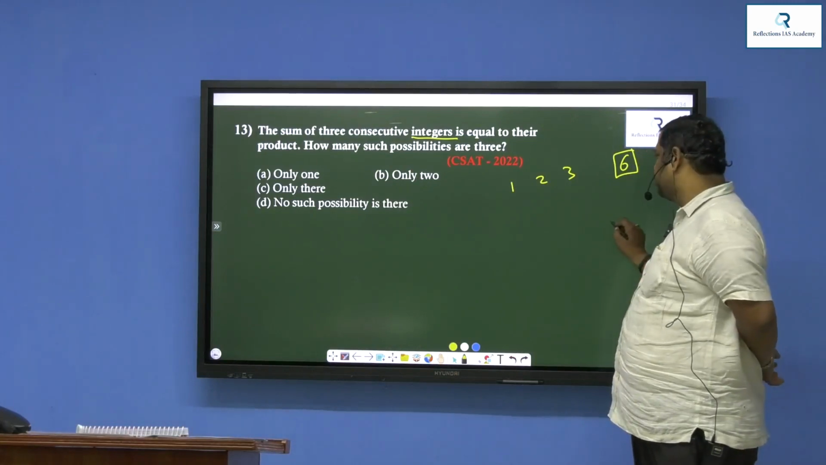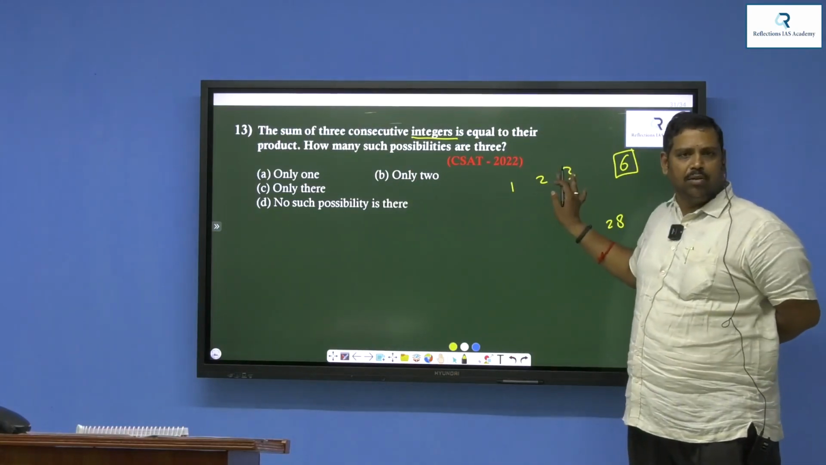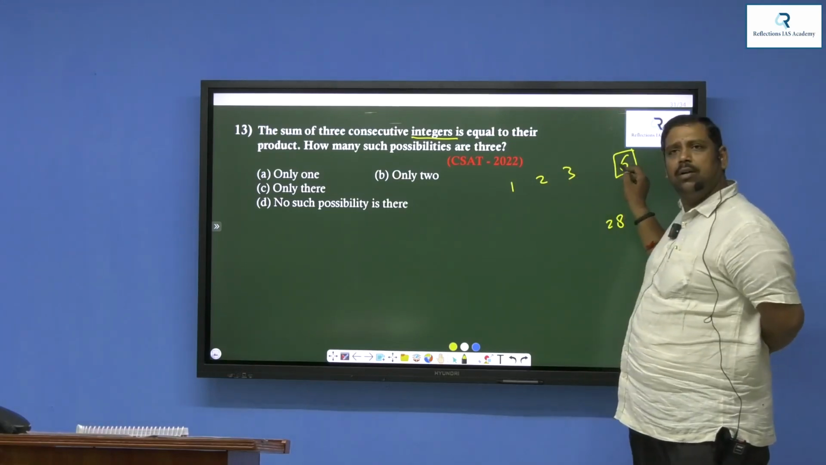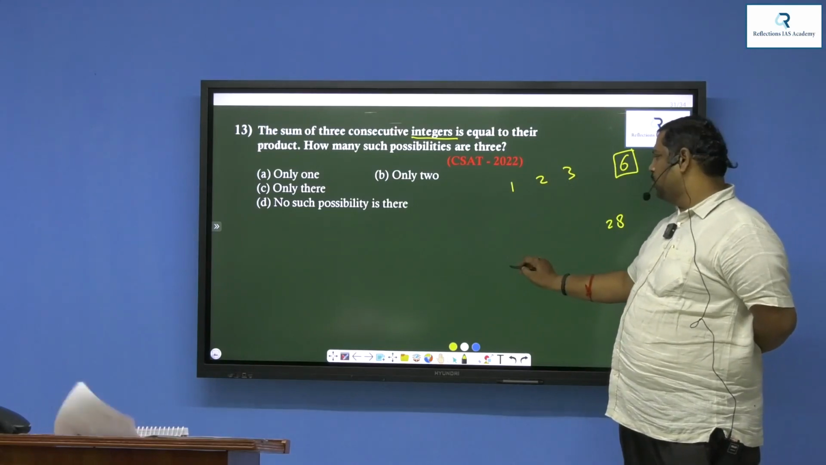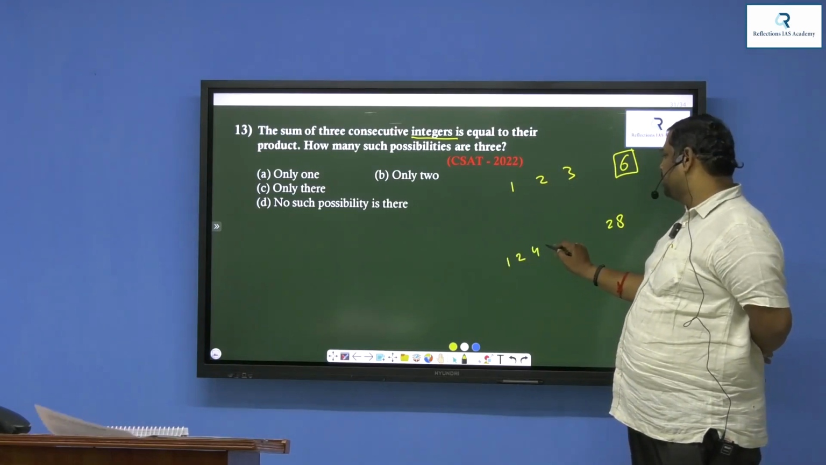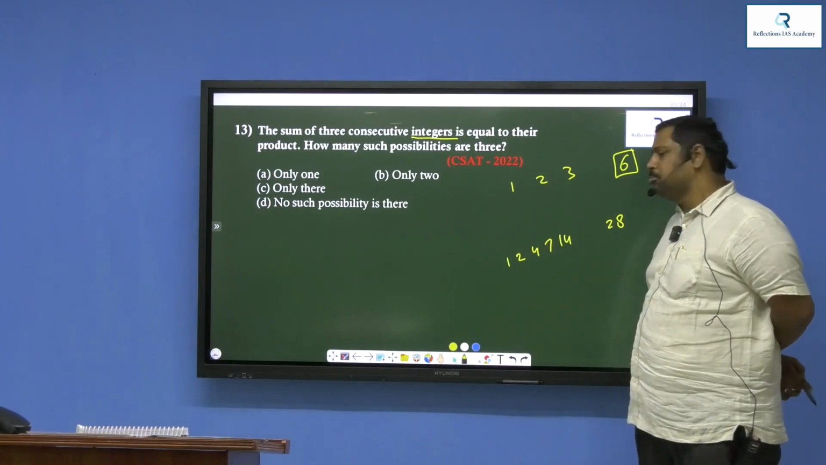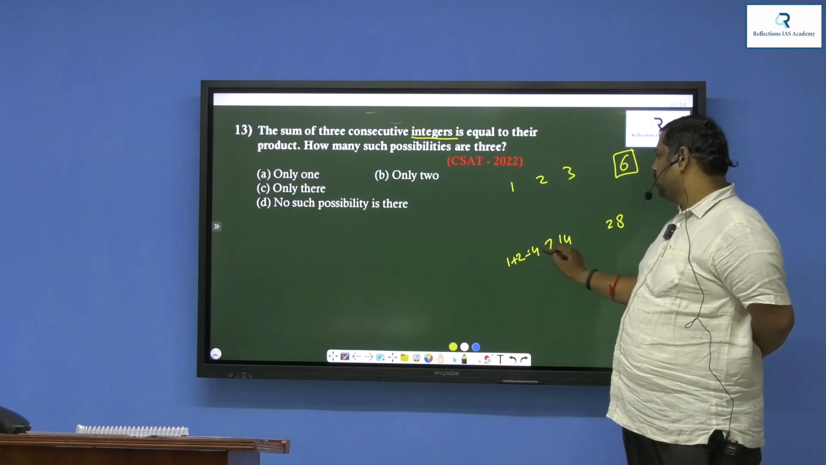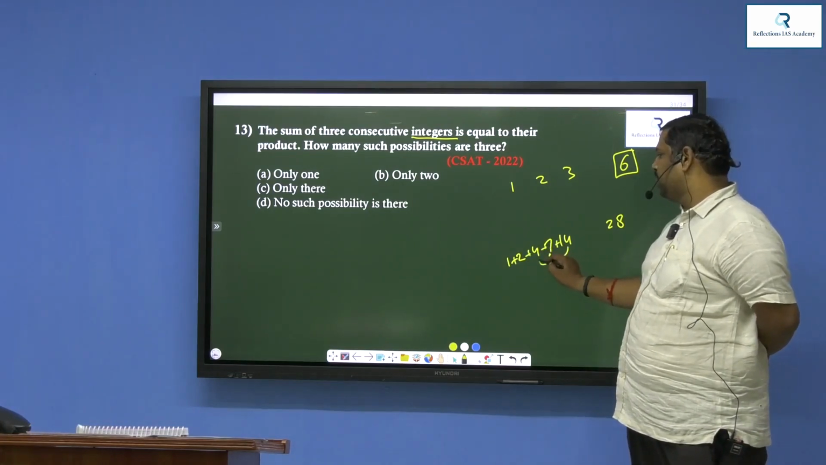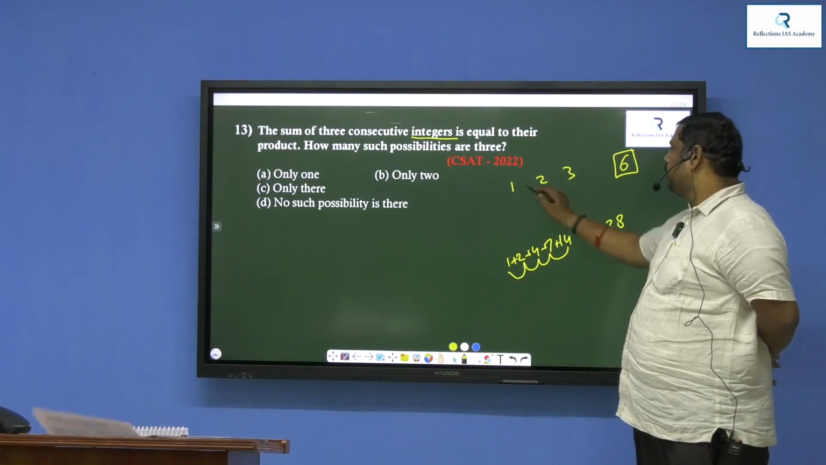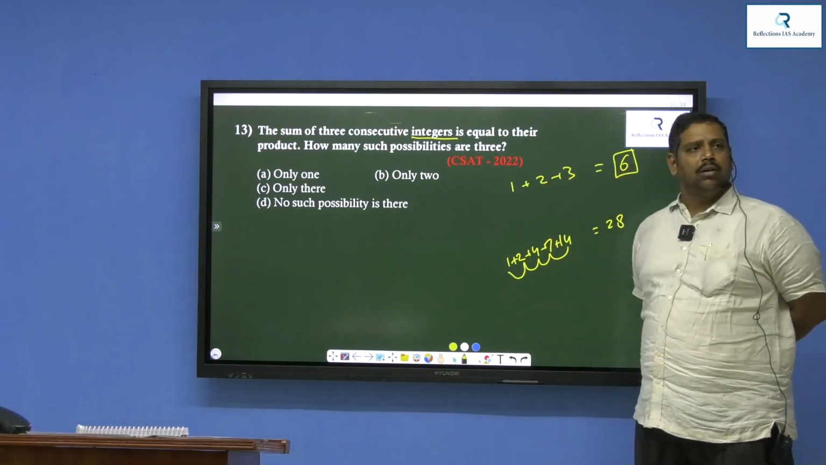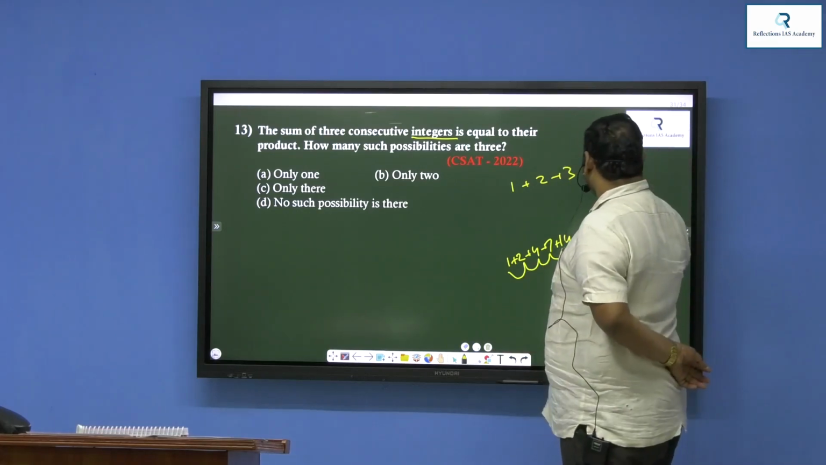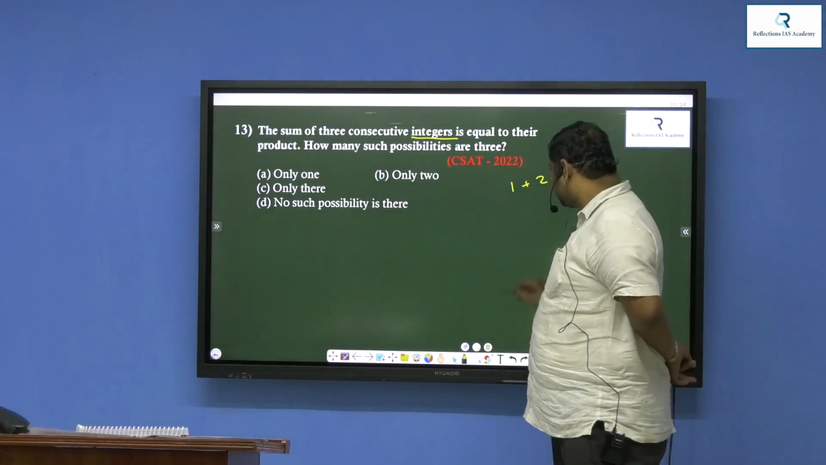Okay, 6 is one. Go with 28. What are the factors of 28? 1 plus 2 plus 3 is 6. 28 factors if you take 1, 2, 4, 7, 14. Right or wrong? Add all the numbers. How much did you get? 21, 25, 27, 28. 1 plus 2 plus 3 is equal to 6. Like that we have some numbers. Forgot its name. Don't worry, after some time I will recollect. That time I will explain it.